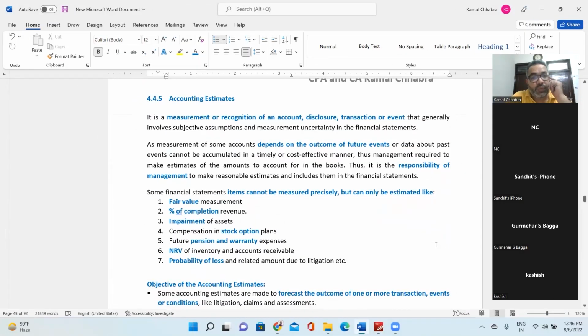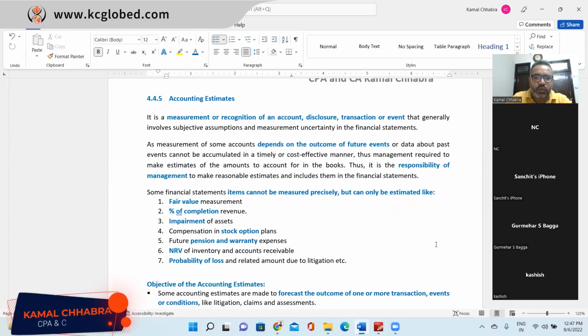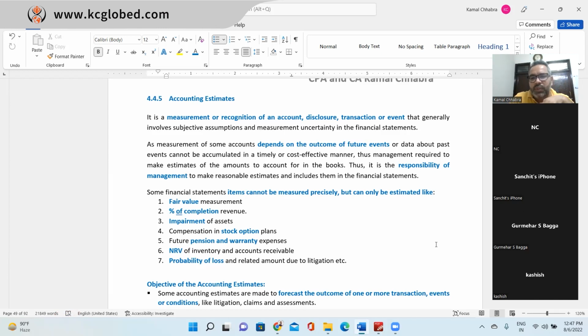So now coming to the fifth one, accounting estimate. This is a slightly bigger topic and we'll be discussing it in more detail. Again, we are nearby to the provisions and estimates, right? What all things come to your mind when you hear about accounting estimates?